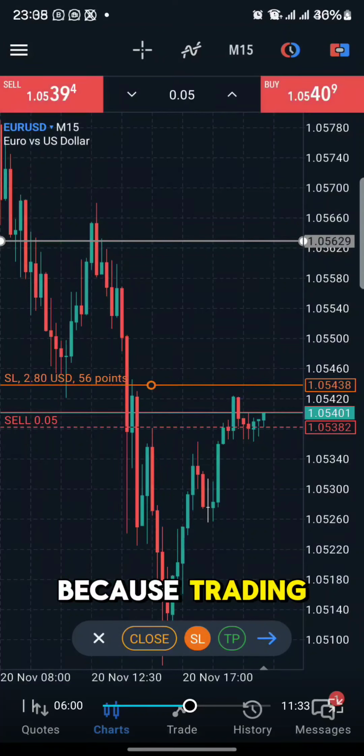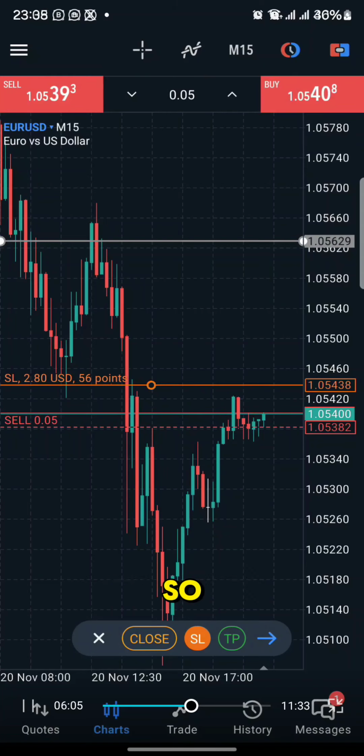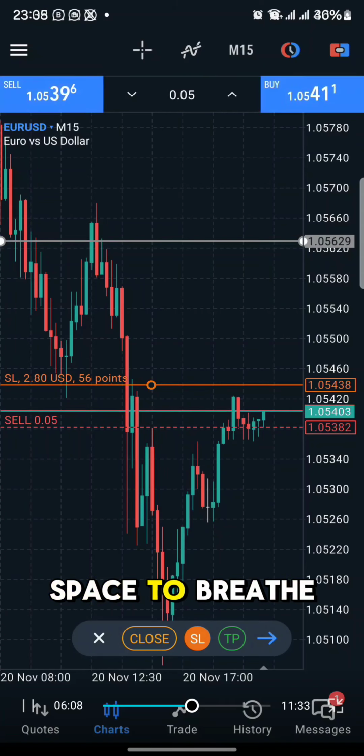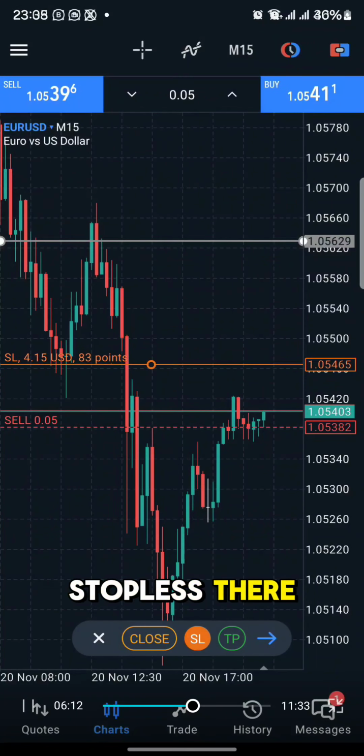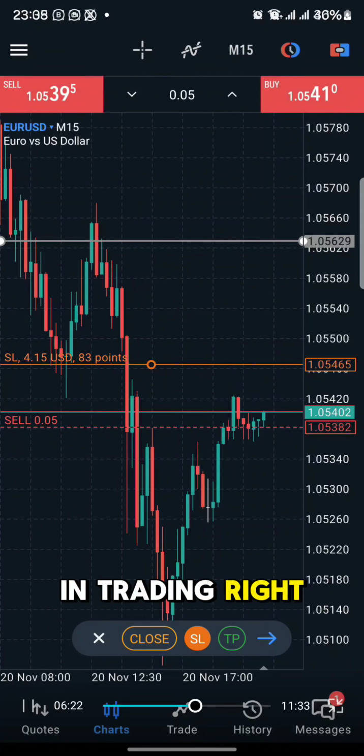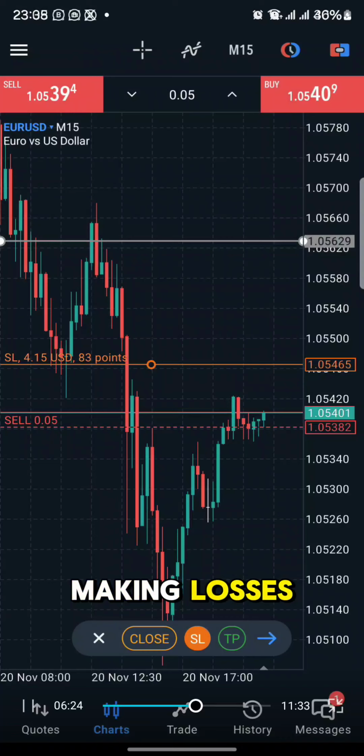Because in trading, the markets do not go in just one direction, so you should give your trades space to breathe. So if I put maybe the stop loss there, it means if the market goes up today, I'll be losing $4. I want you to see how we make money in trading. Even if we're making losses, at the end of the day, we'll be making money.